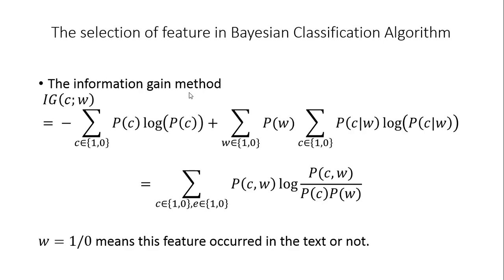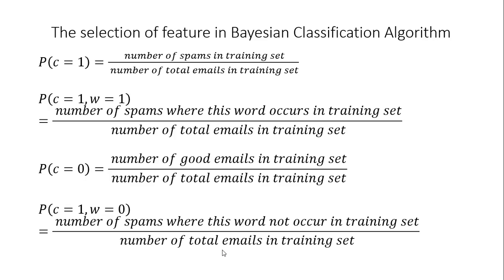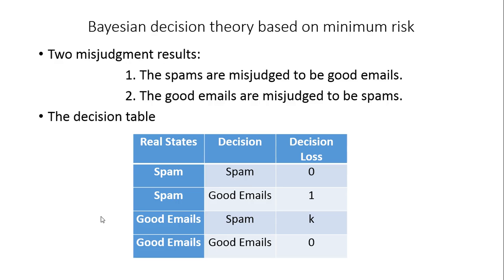And then we should consider the selection of a feature in Bayesian classification. We can use information gain method to do that. Here, W10 means this feature occurred in the text or not in the text. And after we get the information gain, we can get this and this. There are two prior probability, and they are the conditional probabilities.